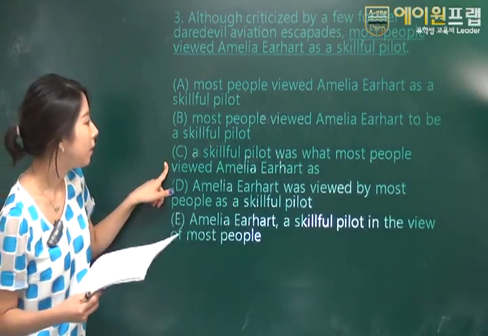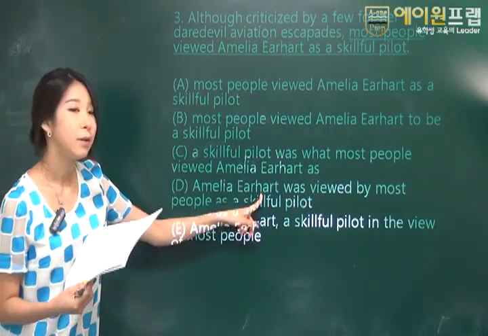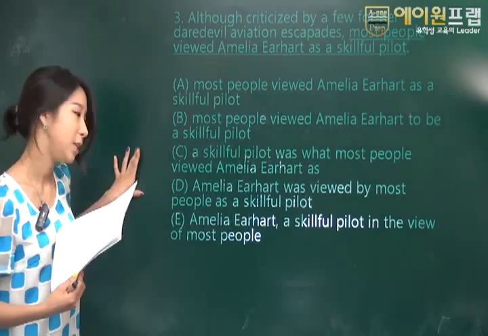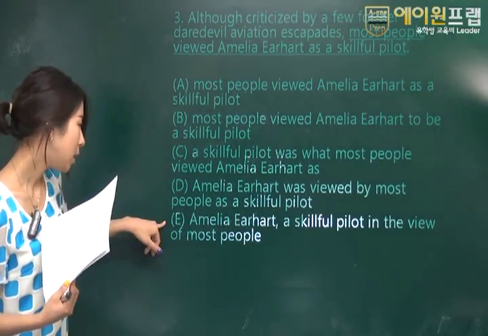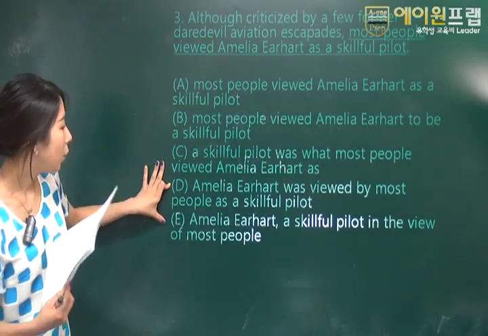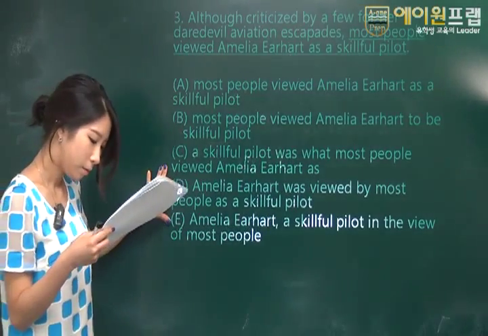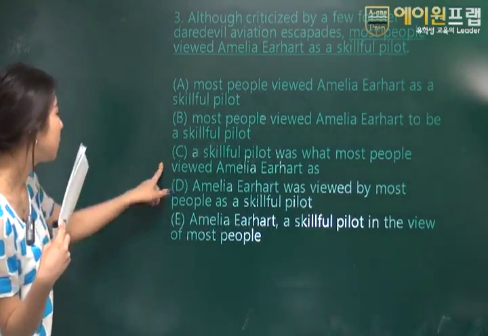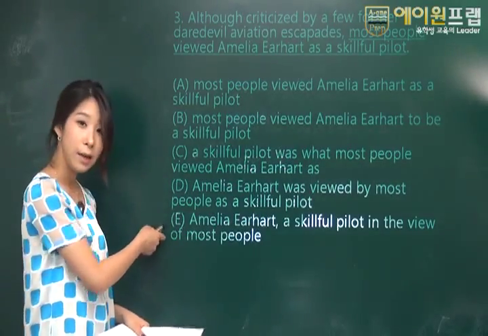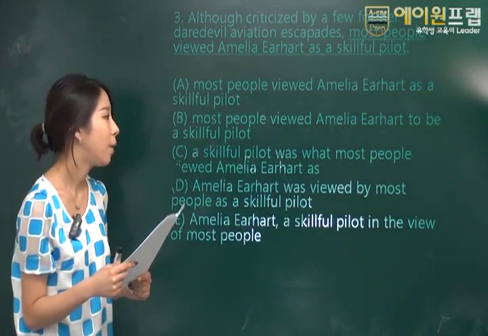C, a skillful pilot. Okay, let's keep it. And D, Amelia Earhart. There you go. That's the name of the person, I guess. So we're keeping C and D, right? And E, also Amelia Earhart. So C, D, and E. And now we're trying to find the best answer. Okay. So let's look at C, a skillful pilot. Well, the problem with C, unlike D and E, is that it can be any pilot. It's just a skillful pilot.